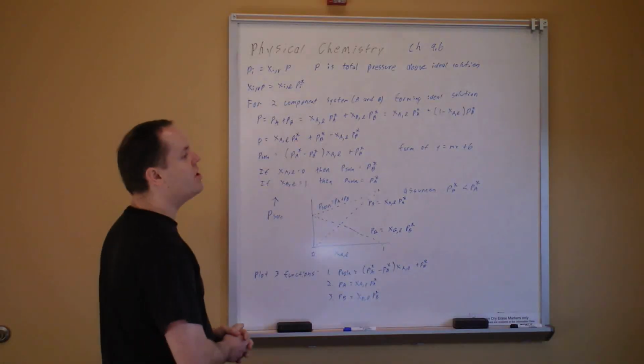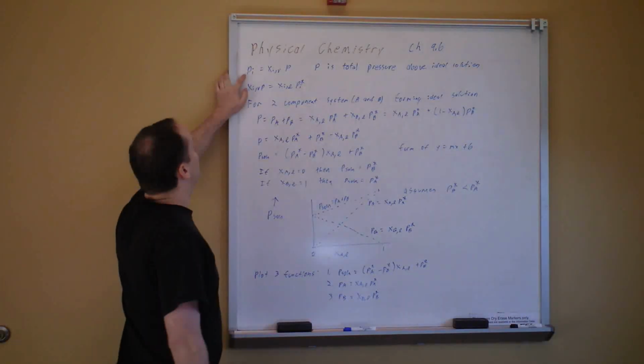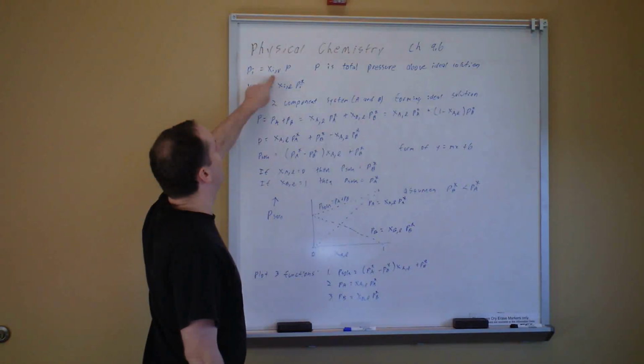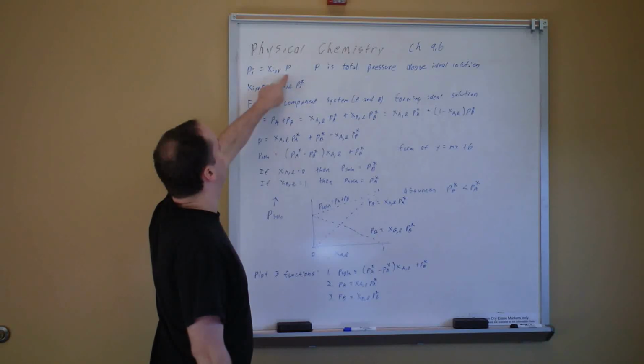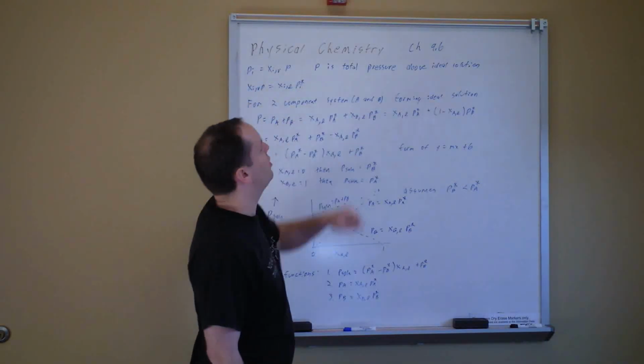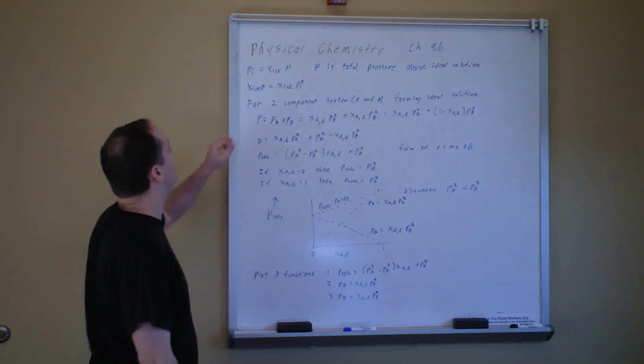We're in physical chemistry, chapter 9, continuing section 6. So we know the partial pressure of substance I is equal to the mole fraction of substance I in the vapor phase times the total pressure. P is the total pressure in the gaseous phase, or above the liquid phase.